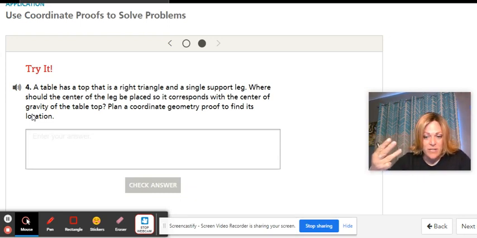You have to remember which one it is. You might need to look it up. So the points of concurrency of the angle bisectors, perpendicular bisectors, or the medians. There's also one more that we learned, and that was the point of concurrency of the altitudes. Okay, so you might need to look. So this is center of gravity. One of those things was the center of gravity. Plan a coordinate geometry proof to find its location. So again, draw the visual and plan from there.